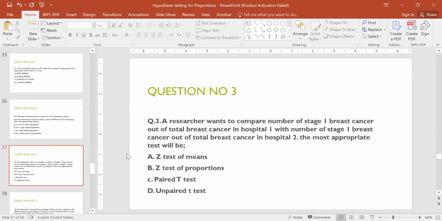Question number 3, a researcher wants to compare number of stage 1 breast cancer out of total breast cancer in hospital 1 with a number of stage 1 breast cancer out of total breast cancer patients in hospital 2. So the most appropriate test will be option A, z-test for means, option B, z-test for proportions, option C, paired t-test, option D, unpaired t-test. Option B, z-test of proportions.